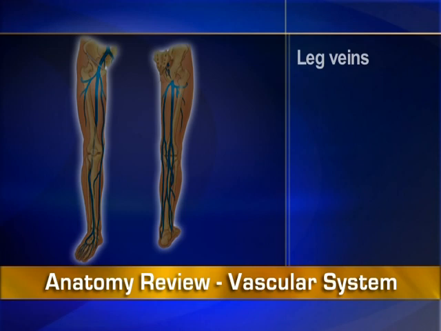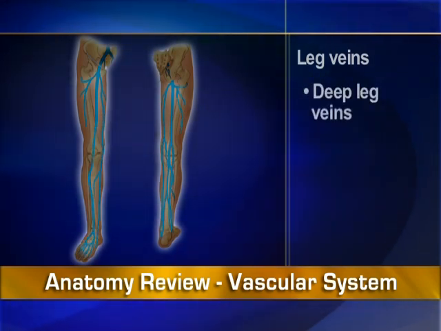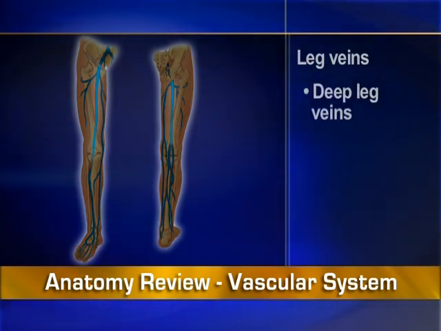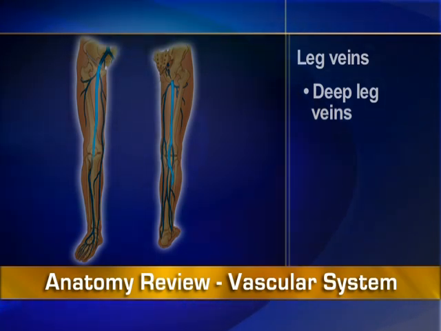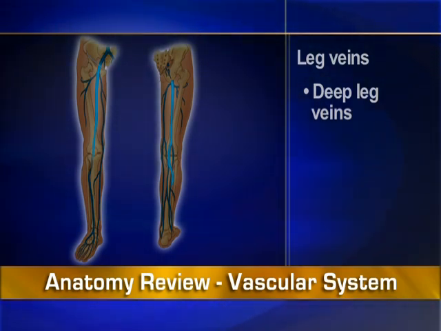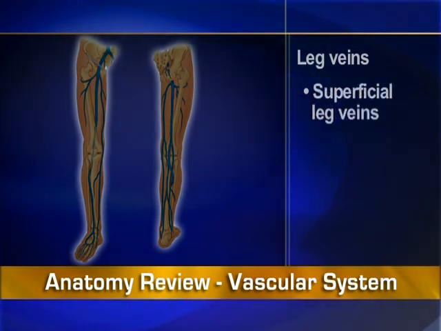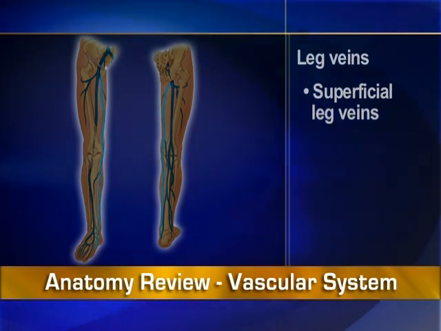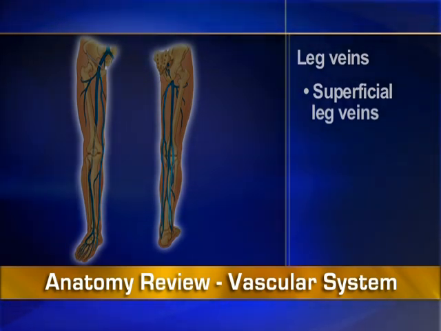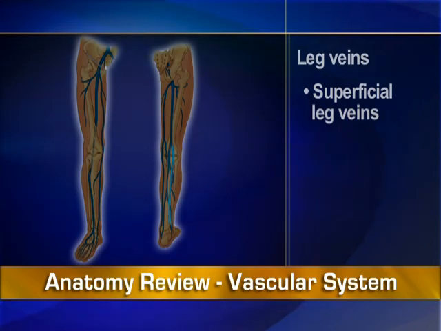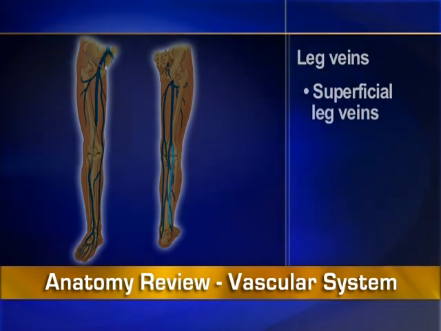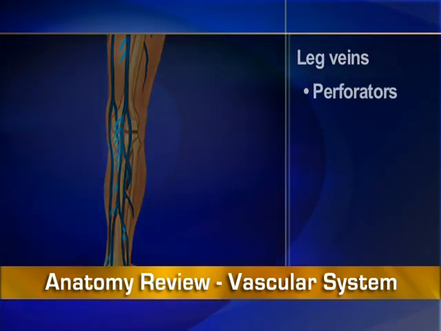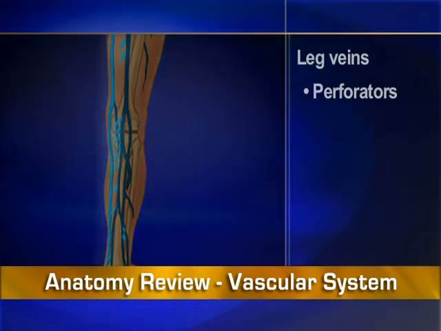The legs have three types of veins. Deep leg veins, such as the femoral and popliteal veins, conduct most of the venous return and have the same names as the arteries they accompany. Superficial leg veins include the great saphenous vein, which runs from the foot to the groin on the inside of the leg, and the small saphenous vein, which runs from the foot to the knee on the outside. Perforators are veins that join the great saphenous vein with deep veins on the medial side of the calf.